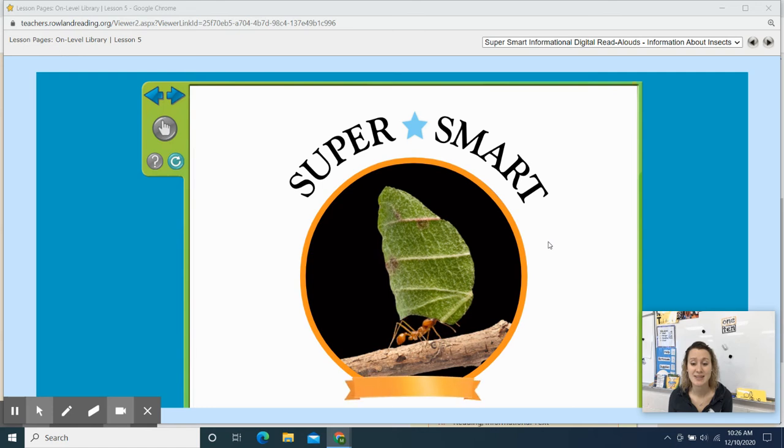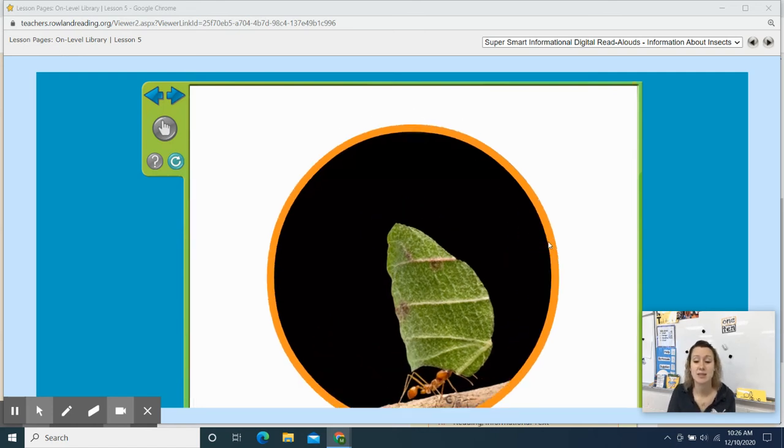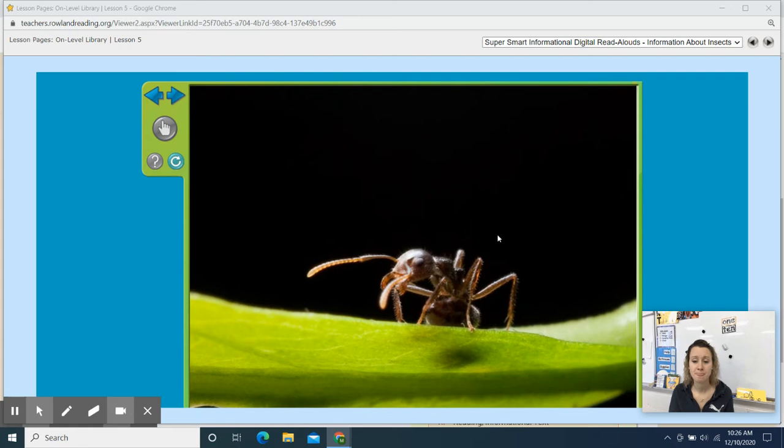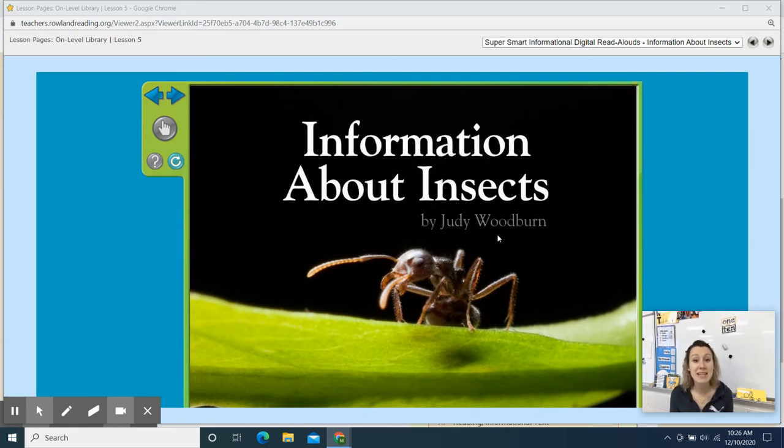What do you see? It's an ant carrying a leaf. It says Information about Insects by Judy Woodburn.